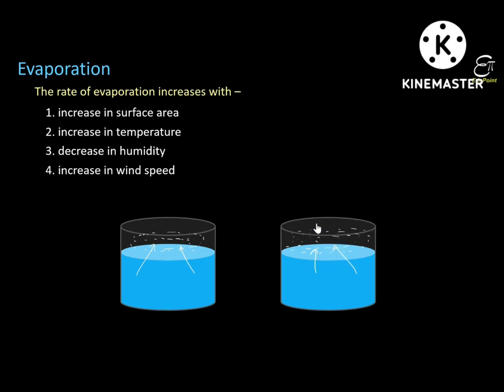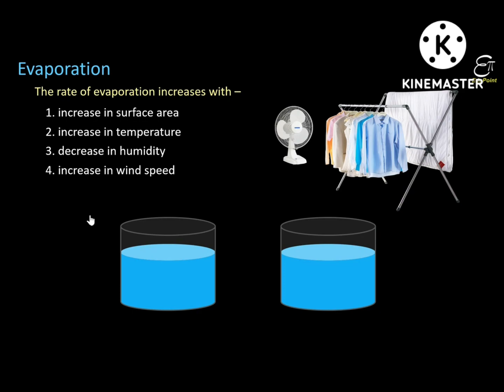So as the wind speed increases, the humidity decreases, and beaker A has more humidity and beaker B has less humidity. So whenever the wind speed is increased, the rate of evaporation increases. So the rate of evaporation depends on surface area, temperature, humidity and wind speed.